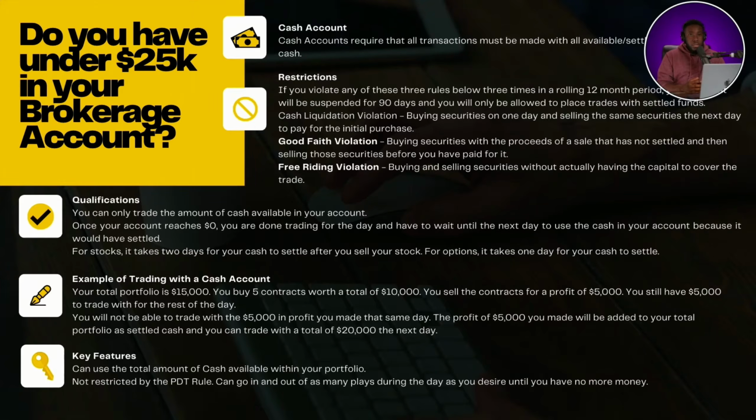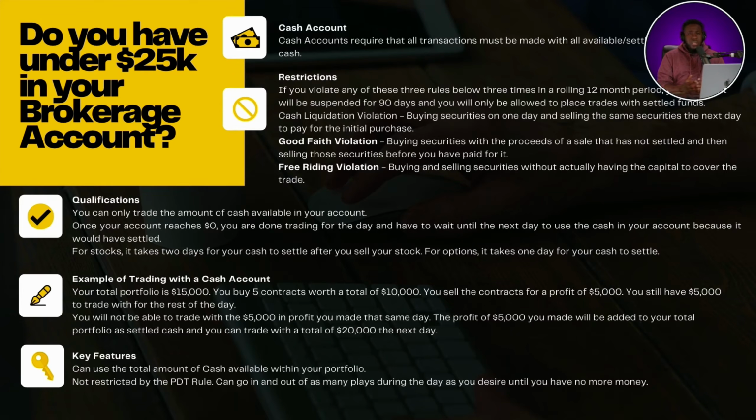You can't buy and sell something and then turn around and buy and sell something again with a cash account. You can do so with the margin account, but again, margin accounts also have their pros and cons. So you can have a cash account of any amount, and you can make an unlimited amount of trades.